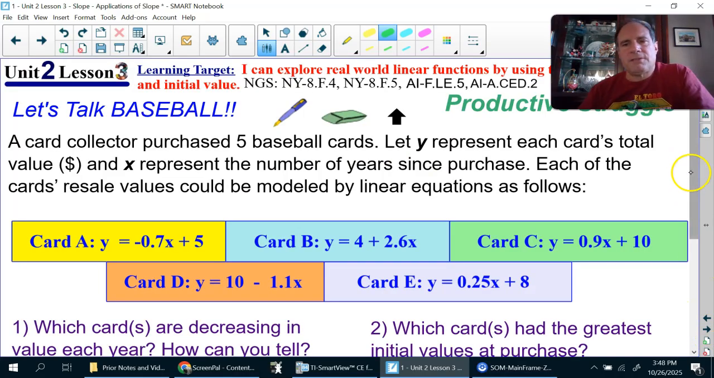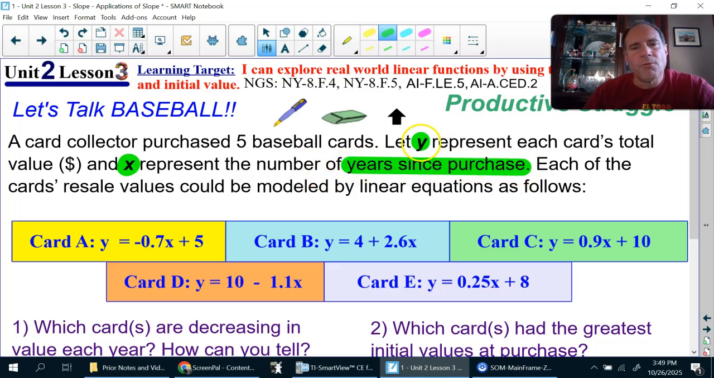All right, let's talk baseball. Productive struggle. A card collector purchases 5 baseball cards. Let y represent each card's total and x represent the number of years. So x represents the number of years since purchase. By the way, y always represents the total.